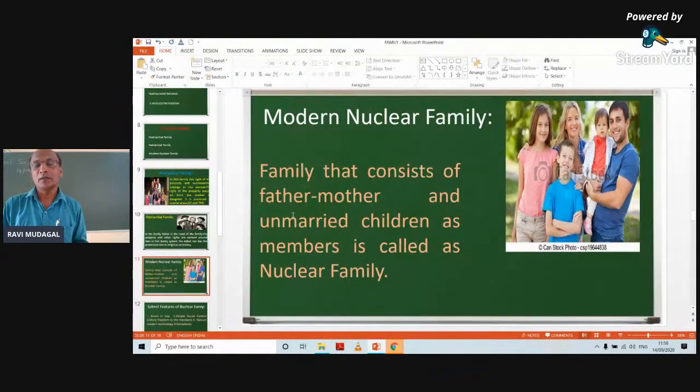In the 21st century, we see almost all nuclear families in our society, except a few joint families.